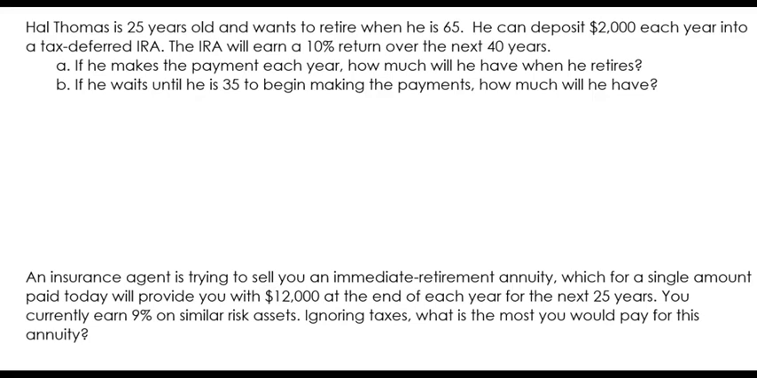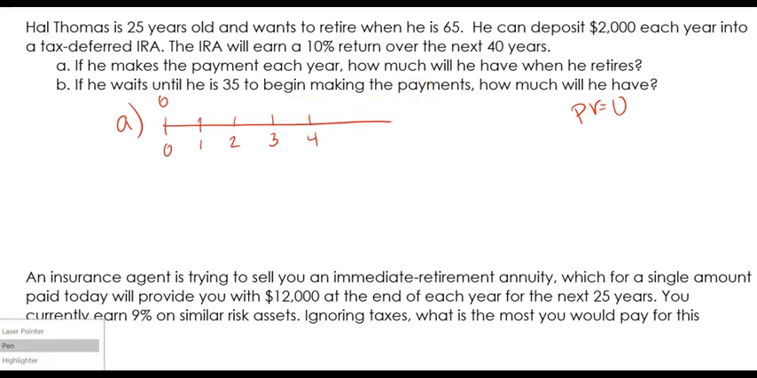Okay, number 7. Hal Thomas is a 25-year-old and he wants to retire when he's 65. If he can deposit $2,000 a year into a tax-deferred IRA that earns 10%, how much will he have when he retires? So let's draw a timeline. Today, Hal has nothing in his account. There's $0. So our present value is 0. There's nothing in his account. Now he's going to start making deposits. Let me make that a little bit prettier.